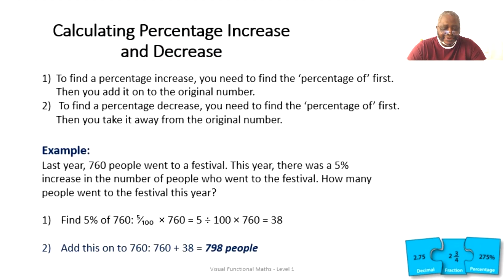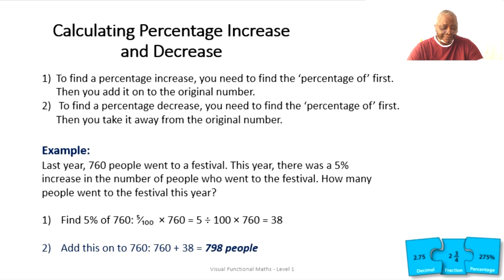Calculating percentage increase and decrease. To find a percentage increase, you need to find the percentage first, then you add it onto the original number. To find a percentage decrease, you need to find the percentage first, then you take it away from the original number. It's a question of reasonableness. If they say percentage increase, it means that the original number will go up. If it's a percentage decrease, the original number will go down. All you need to do is to find by how much.